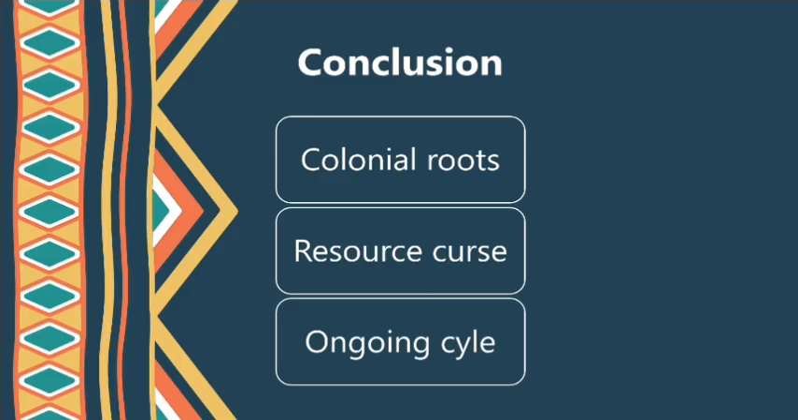Two, the resource curse. The DRC's immense wealth, first slaves, then rubber, then diamonds, copper, and now coltan and cobalt, has become its curse. It is a primary incentive for every war, every coup, and every insurgency. And three, the ongoing cycle. Today, the M23 insurgency and the global demand for tech minerals continue the same cycle.